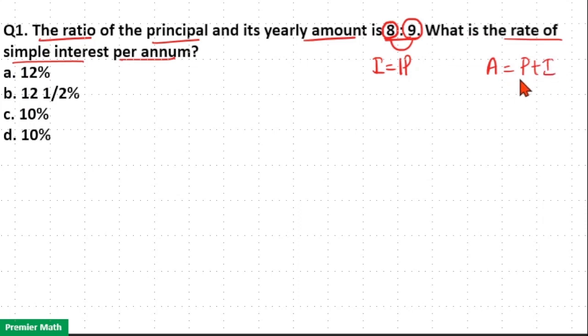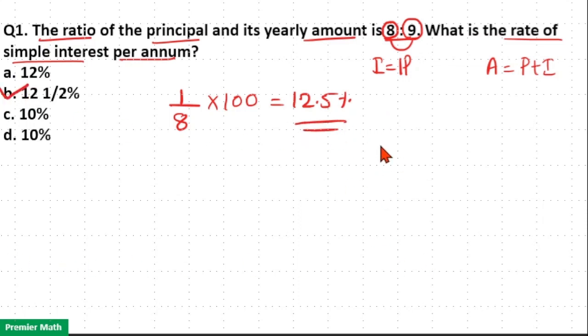Then interest is equal to amount minus principal. Now, if interest is 1 part, that means I got 1 part out of this initial amount of 8 parts. So 1 by 8 is the rate. 1 by 8 into 100 means it is 12.5%. So option B is your answer.